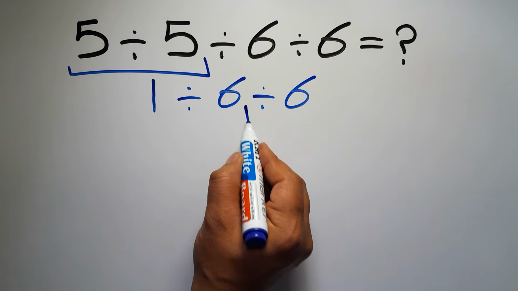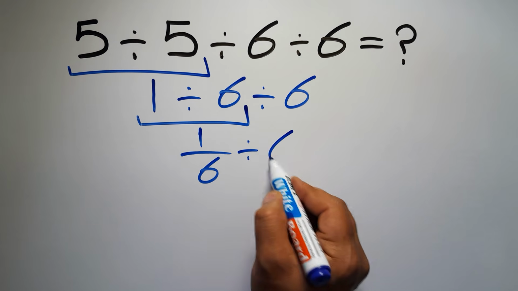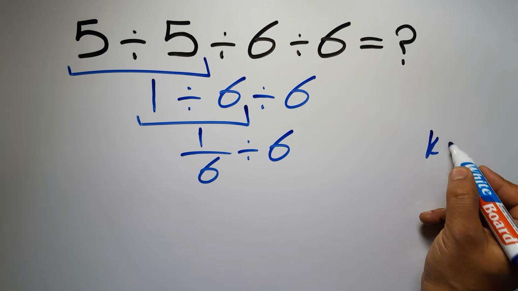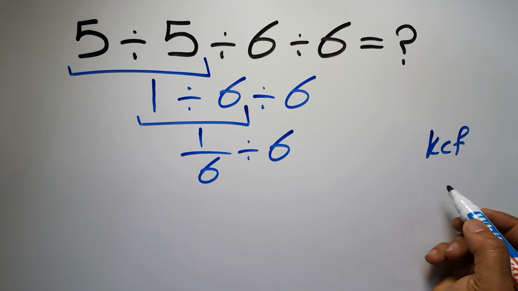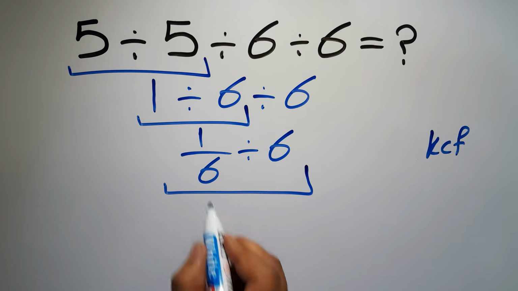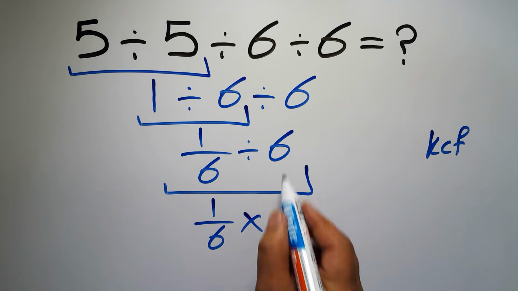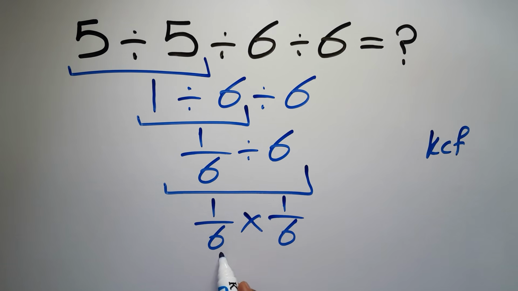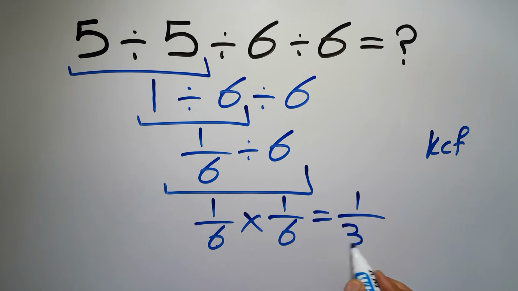1 divided by 6 can be written as 1 over 6. Then divided by 6. According to the KCF rule, K stands for keep, C stands for change, and F stands for flip. We can write keep the first fraction, change division to multiplication, and flip the second fraction. So 1 over 6 times 1 over 6, which equals 1 over 6 times 6 gives us 36. So 1 over 36. And this is our final answer to this problem.